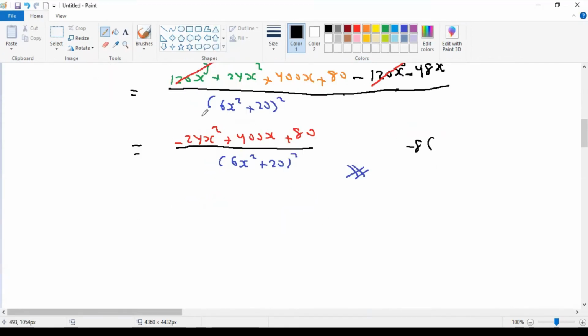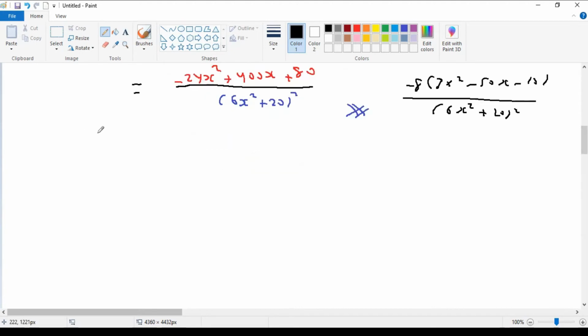Minus 8 common factor, for example, because this will be 3x squared, and this will be minus 40, and 50x, divided by 8 will be 10, and you can write it over 6x squared plus 20 power 2. So you can take negative 8 out, and here will be negative 50, and this one is 10.